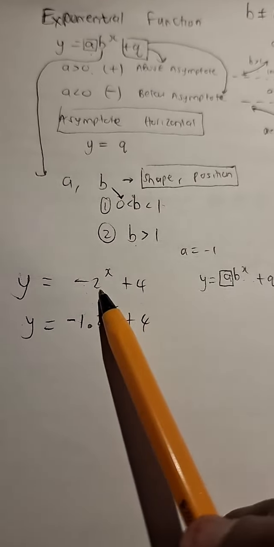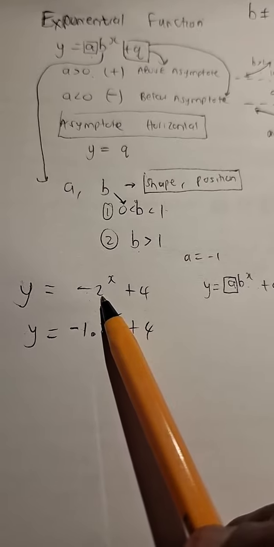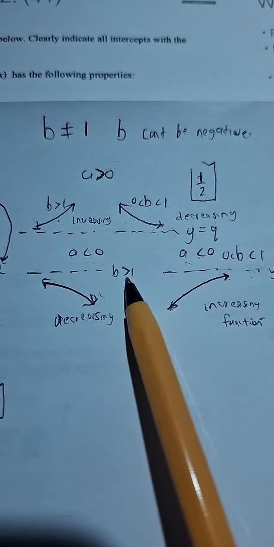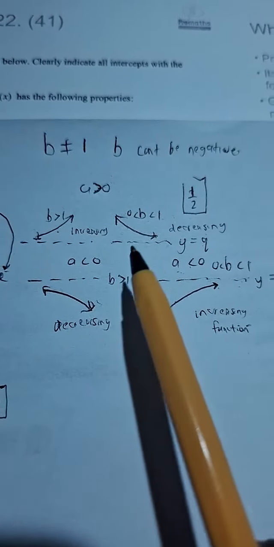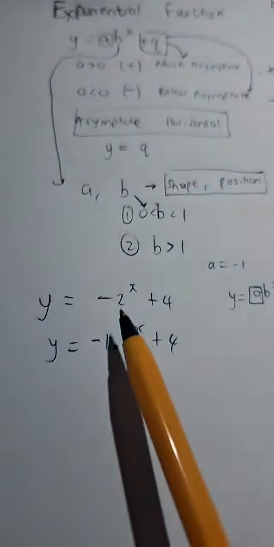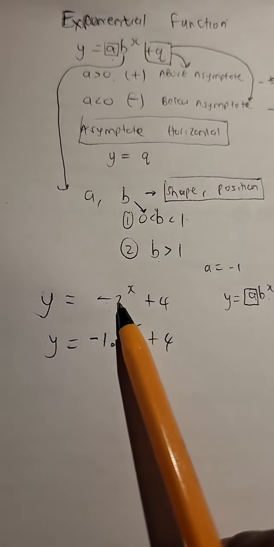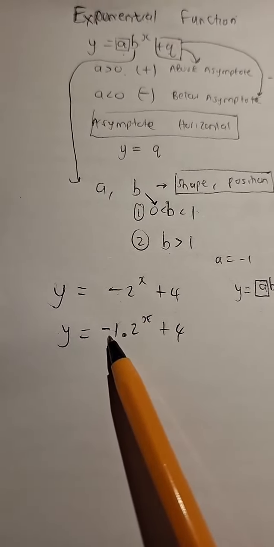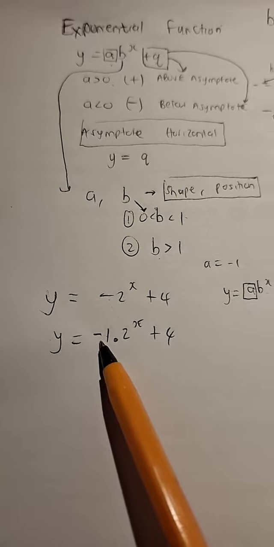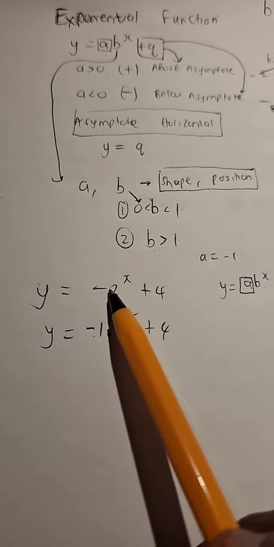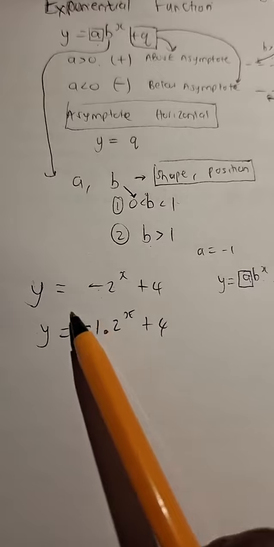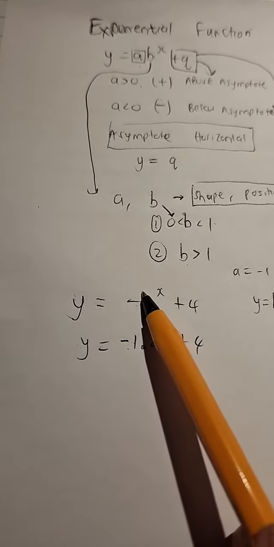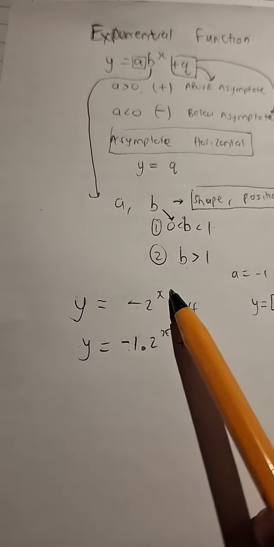Why? Because our b value can never be a negative number. Our b value can either be a number that is greater than 1, or a number that is between 0 and 1, but it can't ever be a negative number. So that means our a value must be negative 1, because our a value must be a number multiplied to 2, and a negative 1 times the 2 makes us understand why we have negative 2 to the power x.